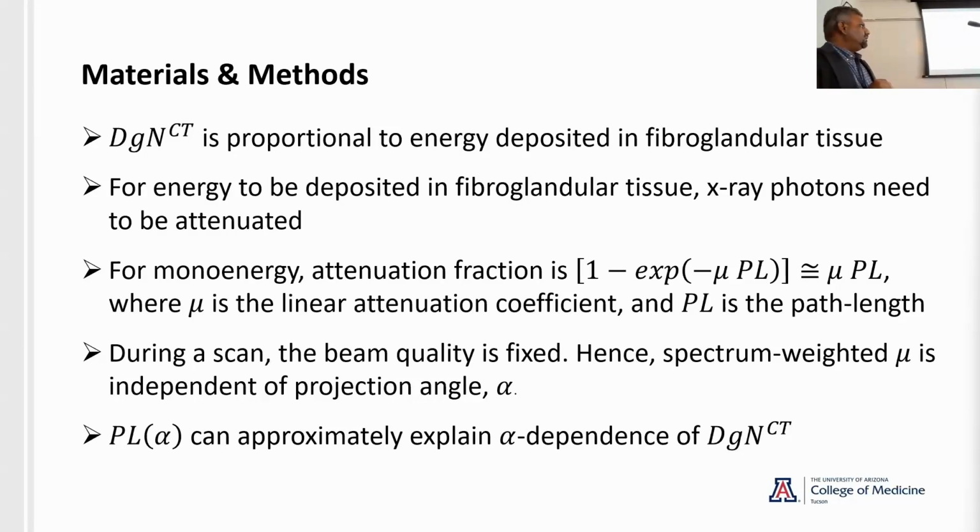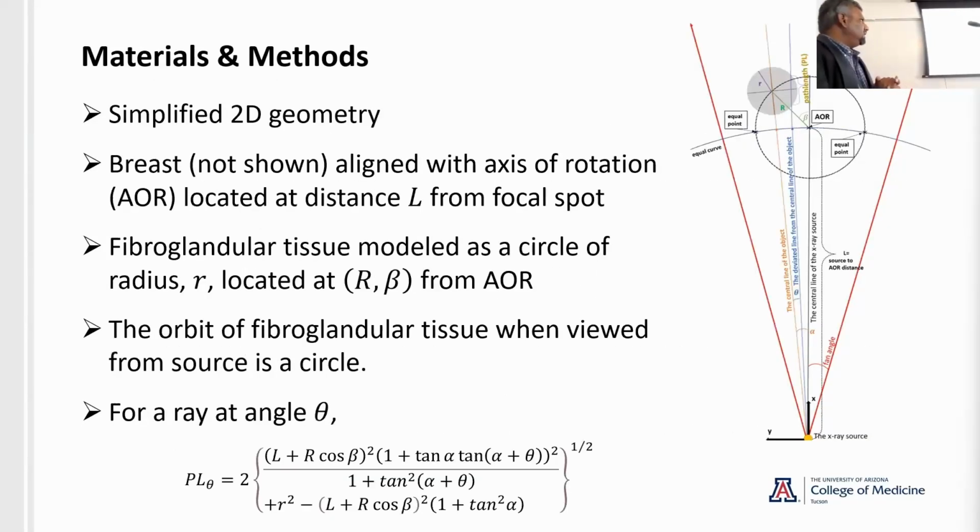And so during the scan acquisition, your mu is fixed. It is not going to change because your beam quality is fixed. So it's independent of projection angle. So if you look at the path length variation as a function of projection angle, that could explain how your DgCT is expected to vary over projection angles. Again, a very simplified geometry here, where we assume that the breast is centered with the axis of rotation.